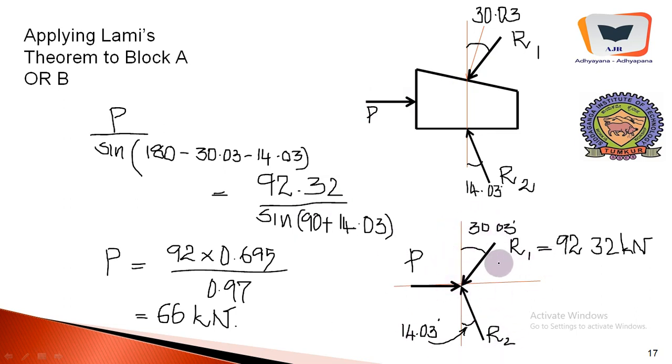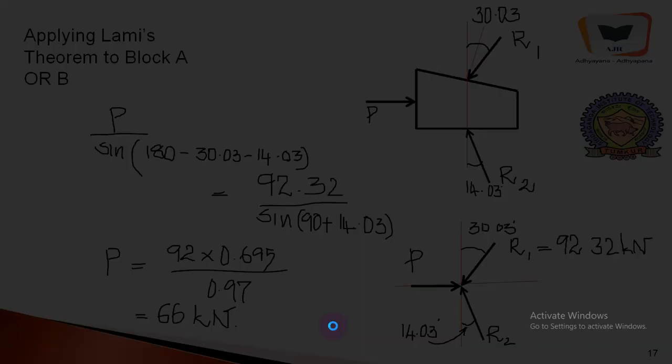P is here, R1 is there, and R2 is there. So P over this angle, that is P over sine (180 minus 30.03 minus 14.03) equals 92.32 by this angle. So it is 90 plus 14.03. So it has given us 66 kilonewton. So 66 kilonewton on either side is sufficient to hold the big block weighing 160 kilonewton in position. That is the minimum force that is required.